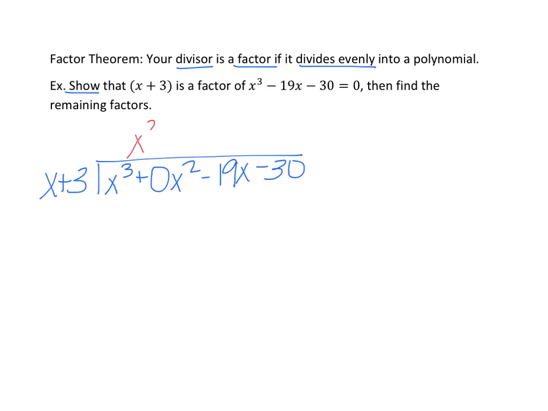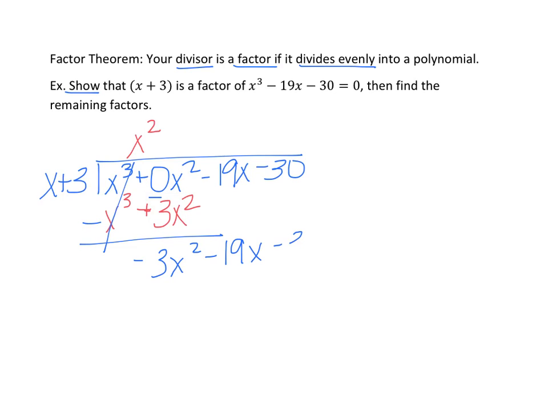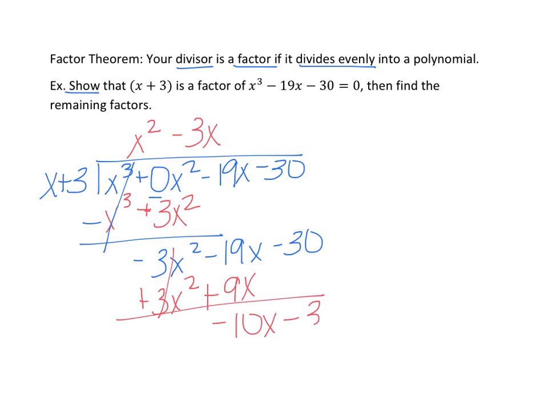Going to have to start with x squared. That'll give me x cubed plus 3x squared. Change my signs and combine. Negative 3x squared minus 19x minus 30. That makes a negative 3x up here. Negative 3x squared minus 9x. Change my signs and combine. Negative 10x minus 30.